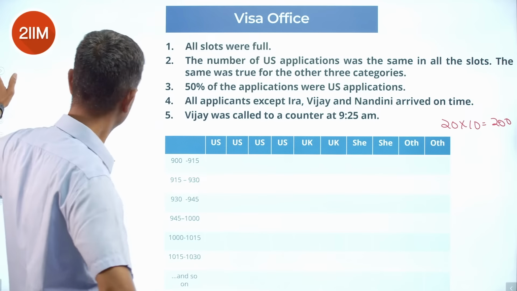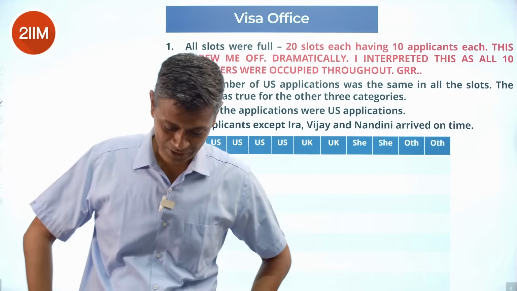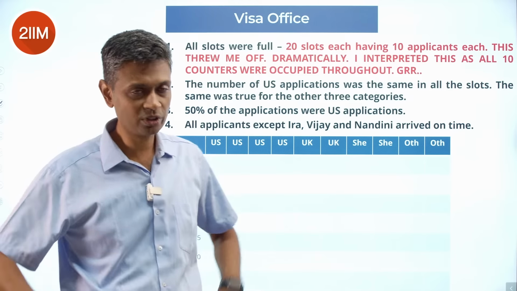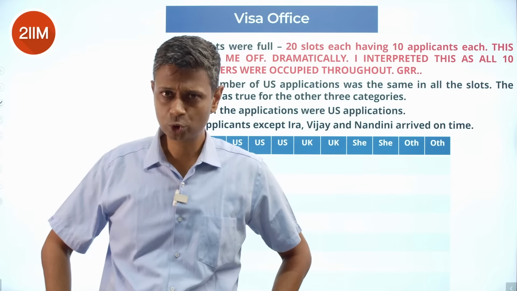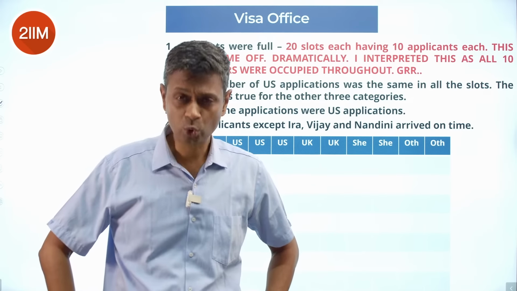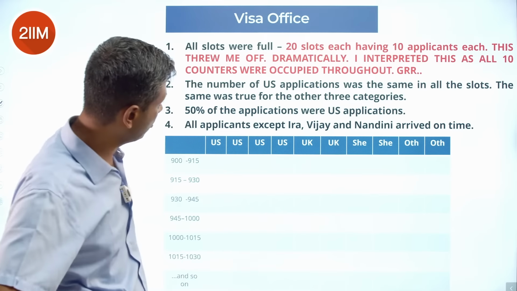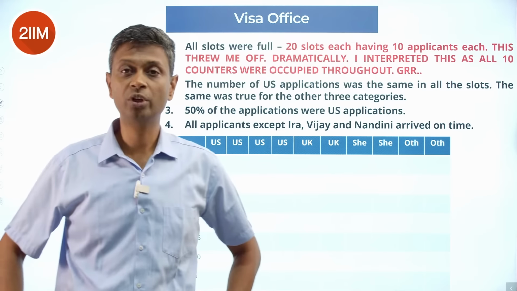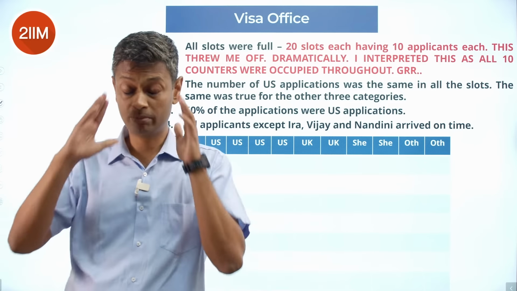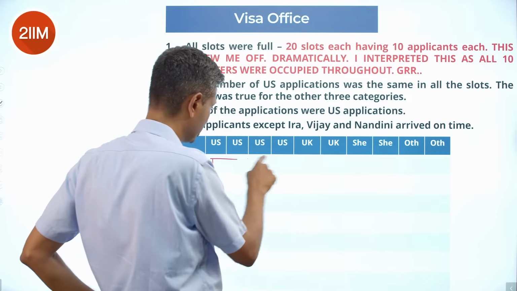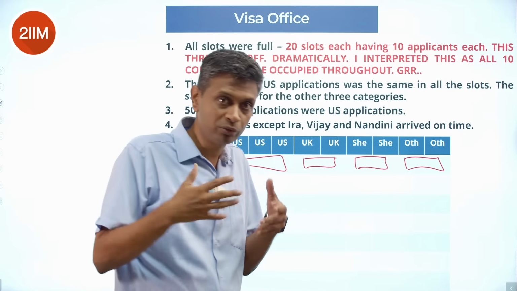All slots were full. This threw me off dramatically, and I'll tell you why. What they mean in this question is 20 slots each having 10 applicants. So 200 applicants totally. If you had 200 applicants, I would say you have 200 applicants. If you have 10 applicants in each slot, I would say you have 10 applicants in each slot. Suppose you say all slots were full. My brain processed it as 4 US applicants, 2 UK applicants, 2 Schengen, 2 others. These have to be full.